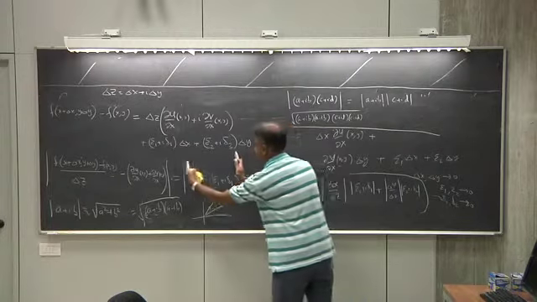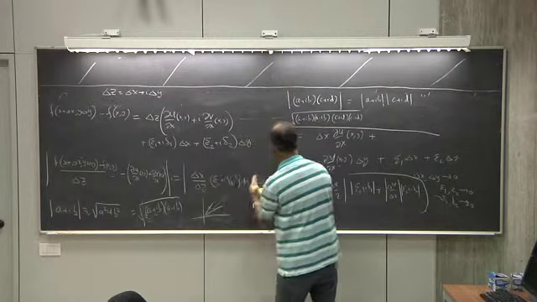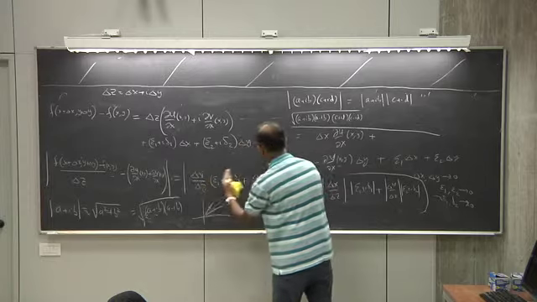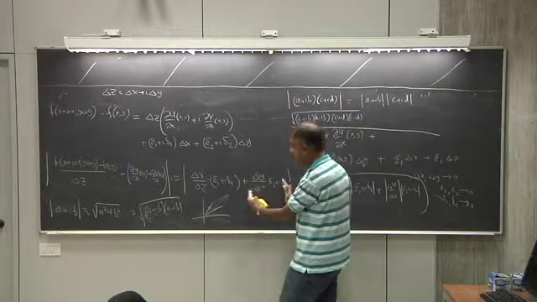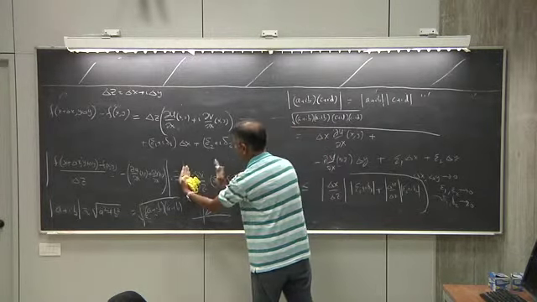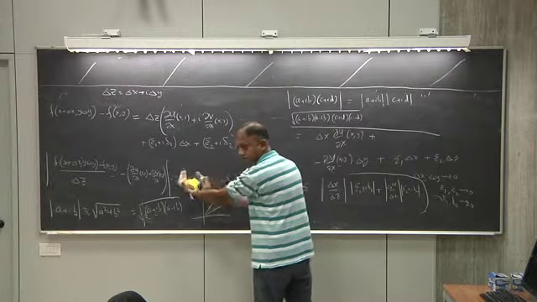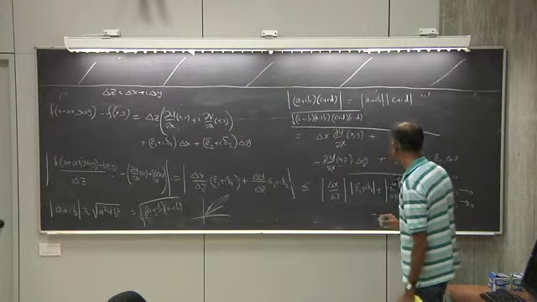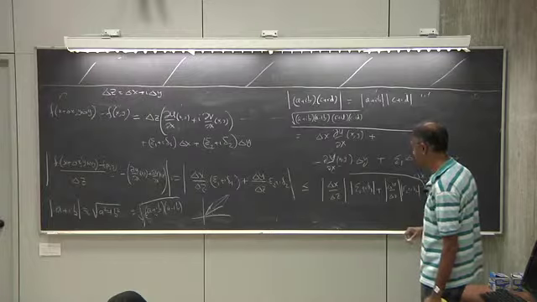The triangle inequality says the magnitude of that plus the magnitude of that is less than or equal to the magnitude of that plus the magnitude of that, right? But then I use the fact that the magnitude of this is the same as the product of the two magnitudes. That's why I have written it like that. Similarly, the other one. Okay.